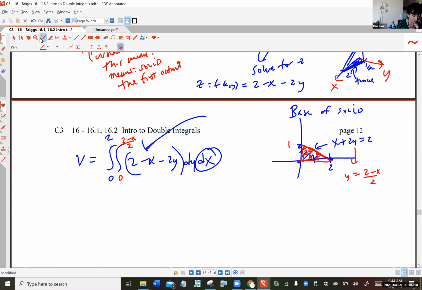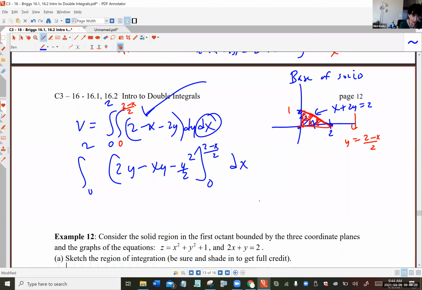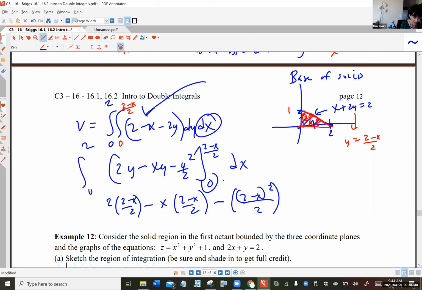Congratulations. So now if I do this problem, and I'm going to go very quickly now, I get 2y minus xy minus y squared over 2. And I have these limits, which are pretty nasty. And so you're probably going to get really depressed, but I'll give you a little tip that I'll allow you to do. And if you plug in 0, everything goes to 0.